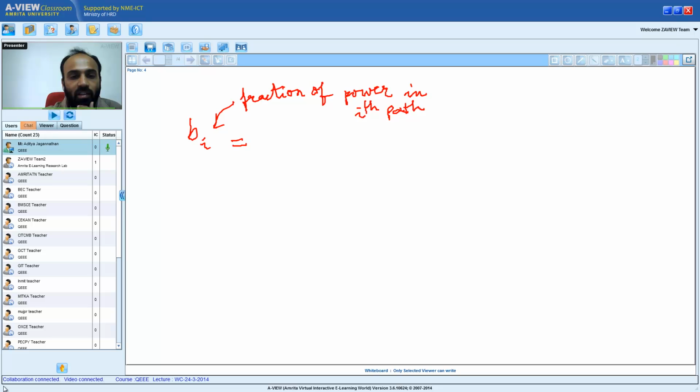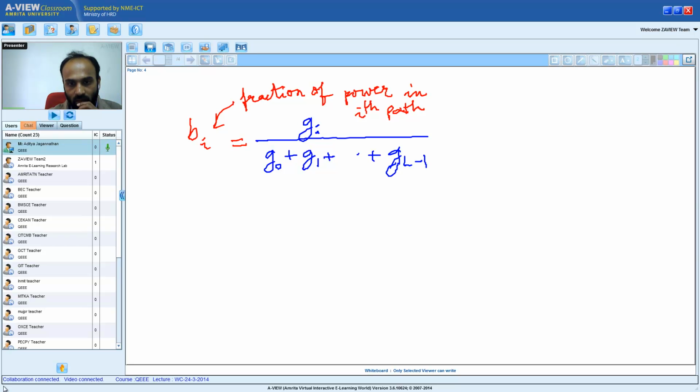Does anyone remember what is the definition of b_i? Any student, does anyone remember what is the definition of b_i? What is the fraction of power in the ith path? b_i equals g_i divided by g naught plus g1 plus so on up to g L minus 1, correct. This is b_i. b_i equals g_i divided by the sum.